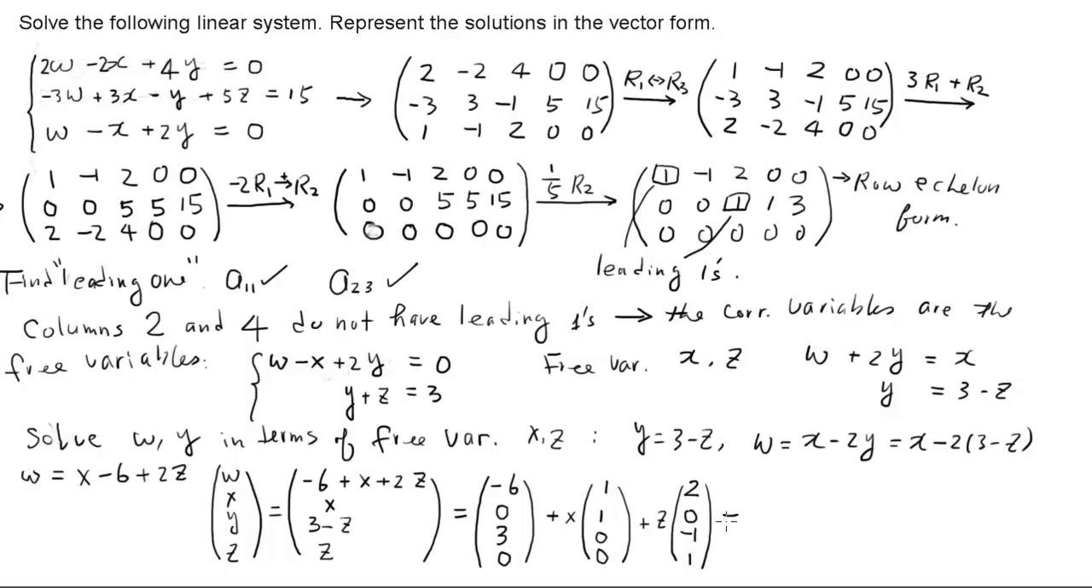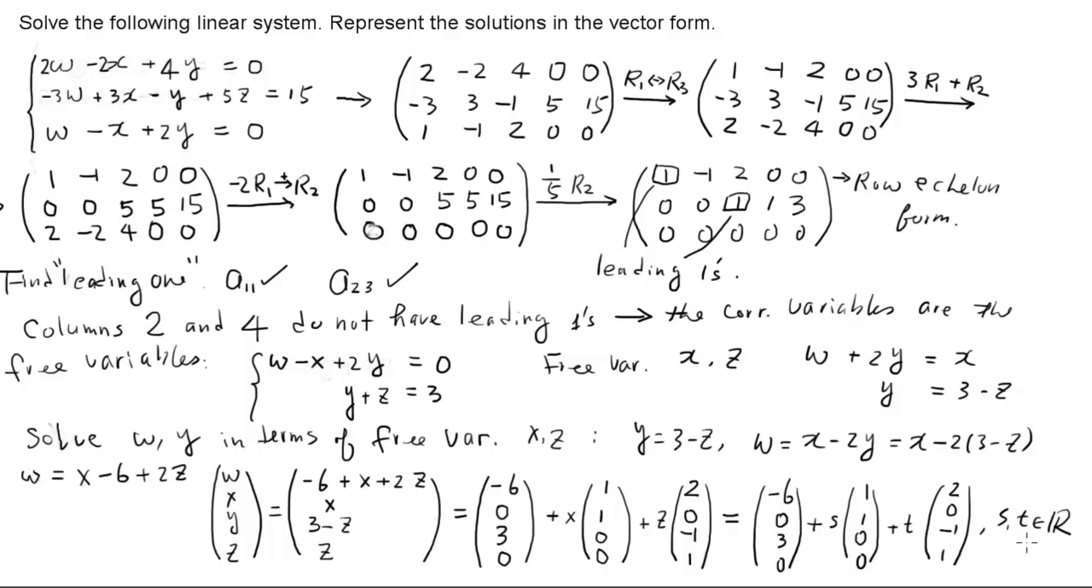Now we turn the free variables into parameters. So we have something like this: -6, 0, 3, and 0. And then plus s times 1, 1, 0, 0. And then plus t times 2, 0, -1, and 1. s and t are arbitrary, so we write s, t in the real number system.